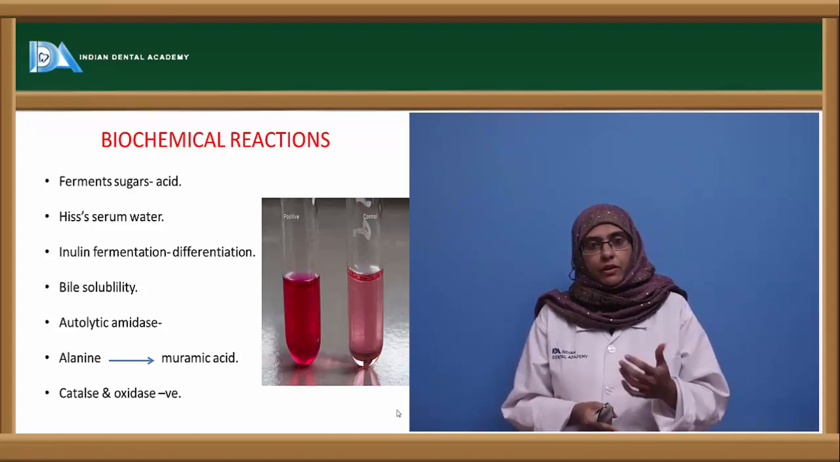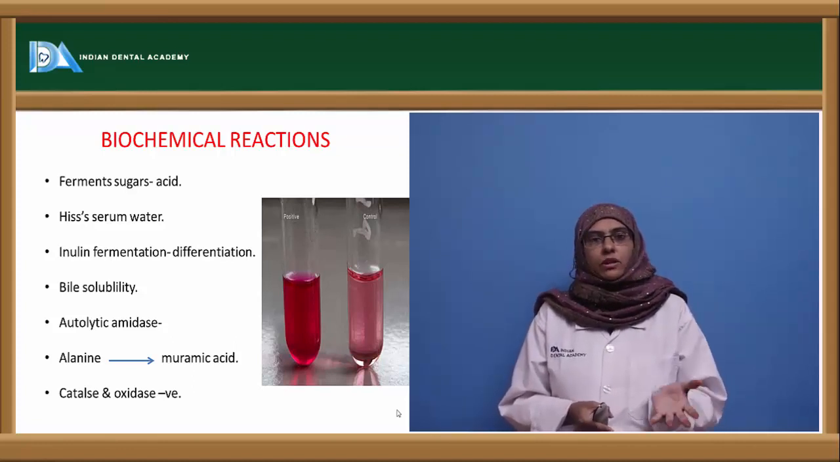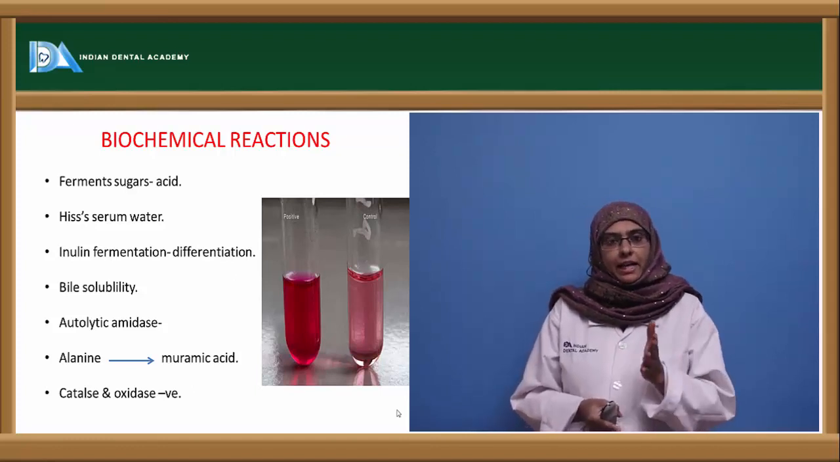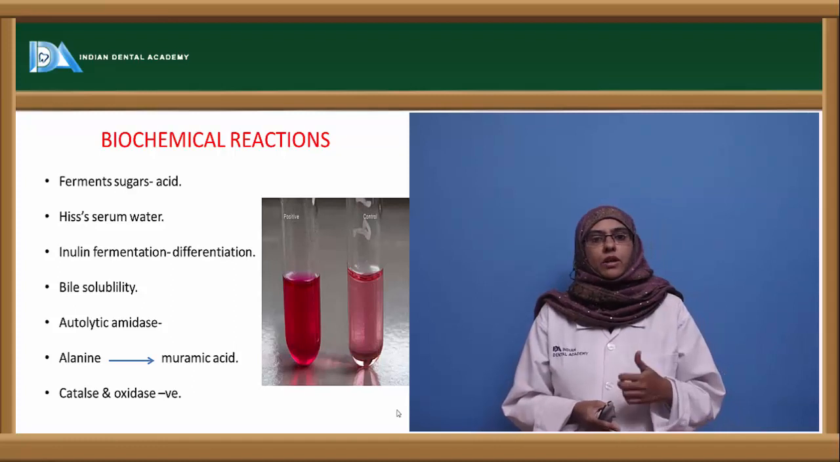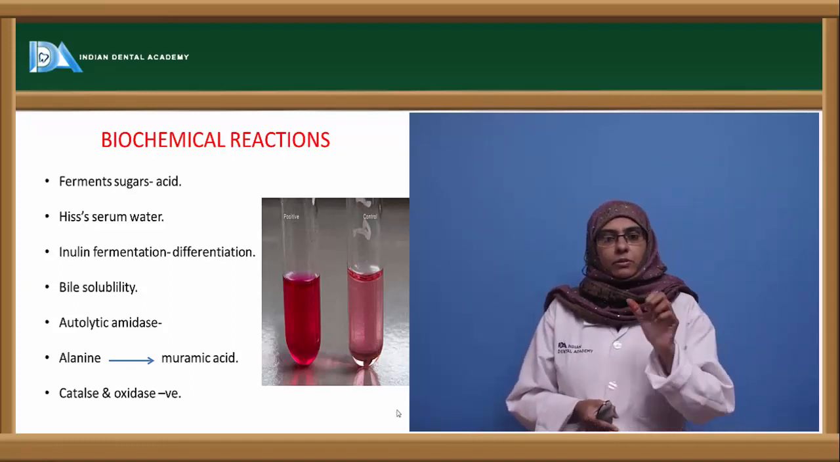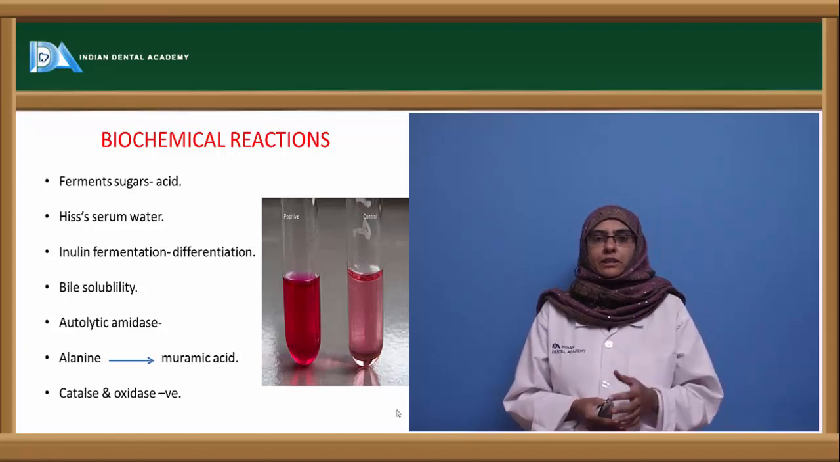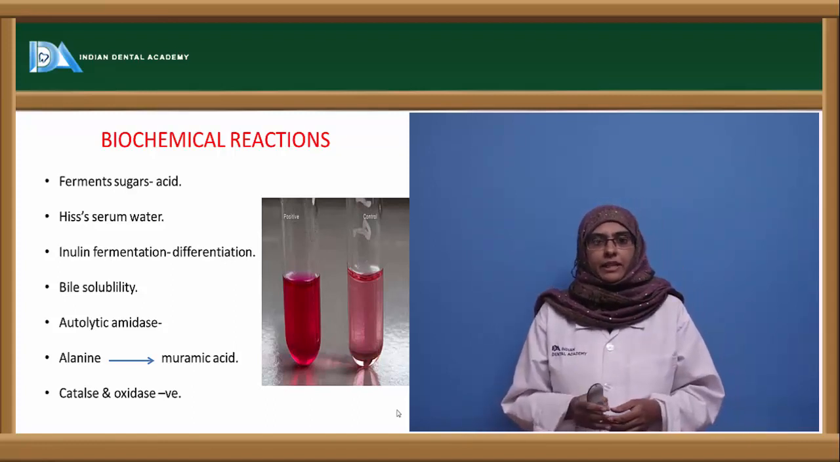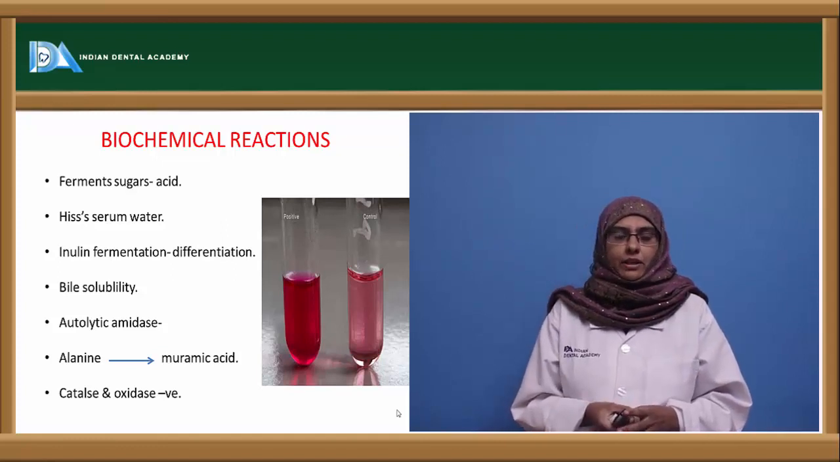And the property of autolysis, as said, is because of the presence of an enzyme called autolytic amidase, which has the ability to cause the autolysis of the organism. This amidase acts on the most important component of the organism, that is the peptidoglycan layer. It breaks the bond between the alanine and the muramic acid, thereby causing the lysis of the organism.